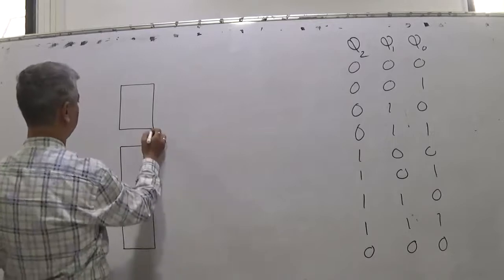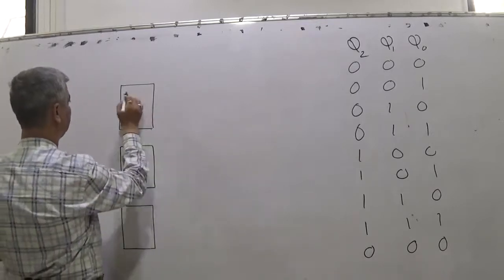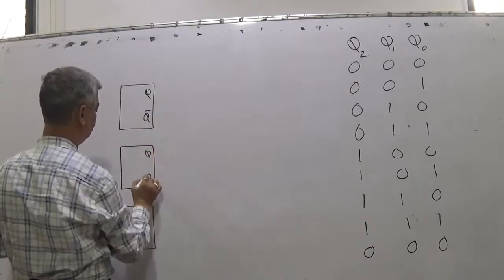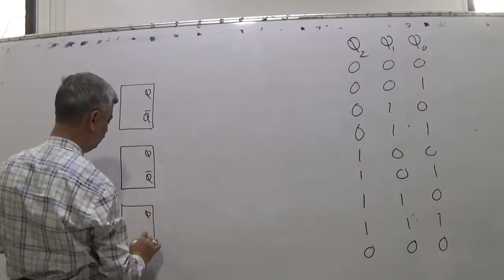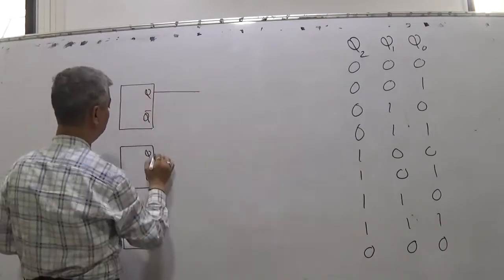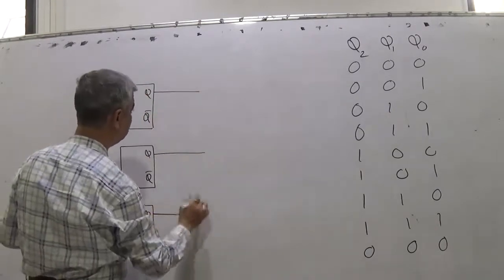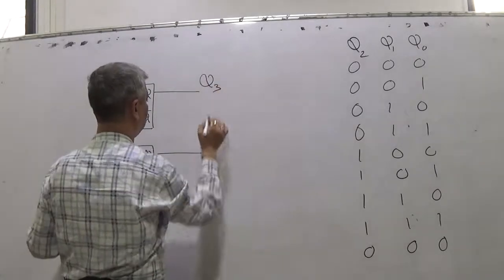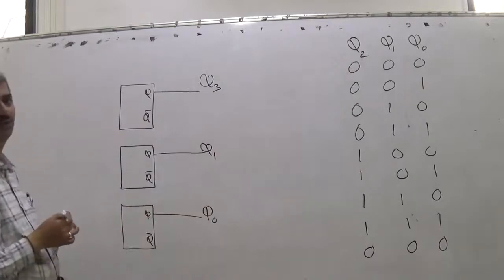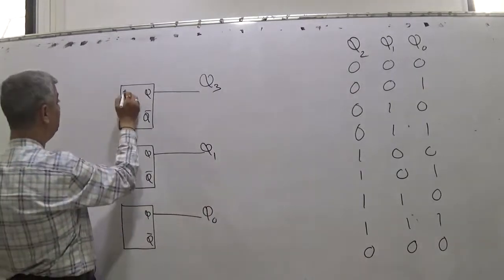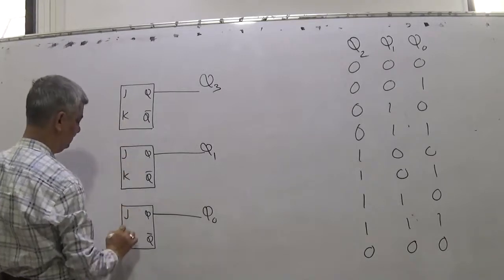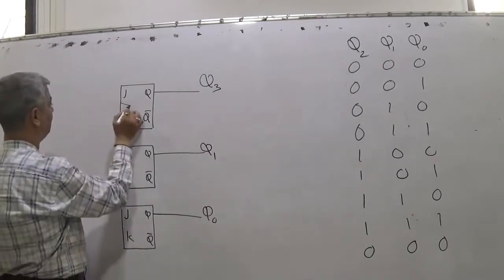So all 3 flip-flops. Each flip-flop has Q and Q bar outputs. These are local names inside, and externally there will be 3 pins coming out. I will name these Q2, Q1, Q0. Each will have J, K inputs, and each will have a clock.